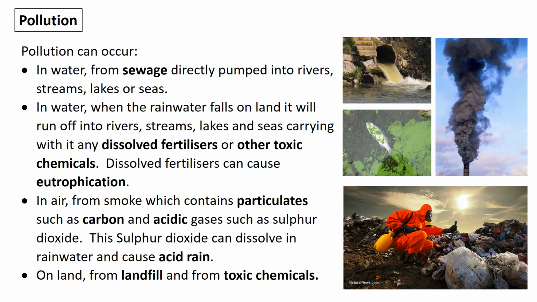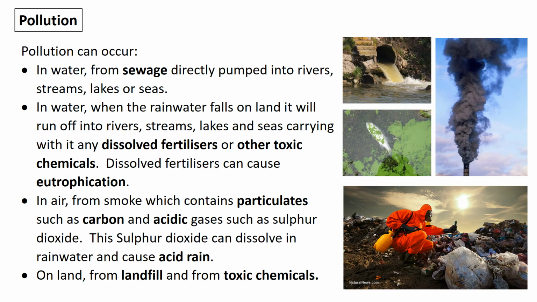And so pollution is going to occur whenever you are getting humans using land to house them, because you're going to get pollution from the sewage that is produced. That sewage can be pumped directly into waters, rivers, streams and lakes, and that will obviously affect the water cycle. You can get other pollution in water when the rainwater falls onto land.